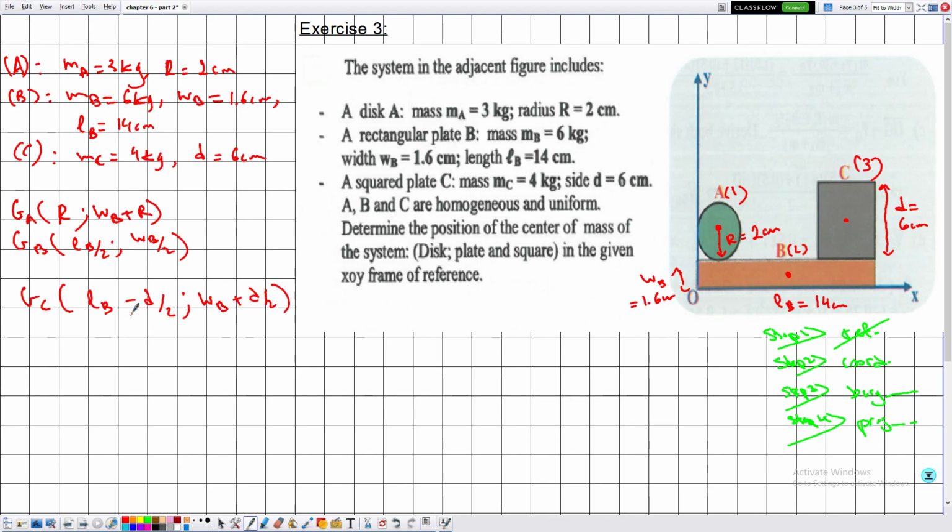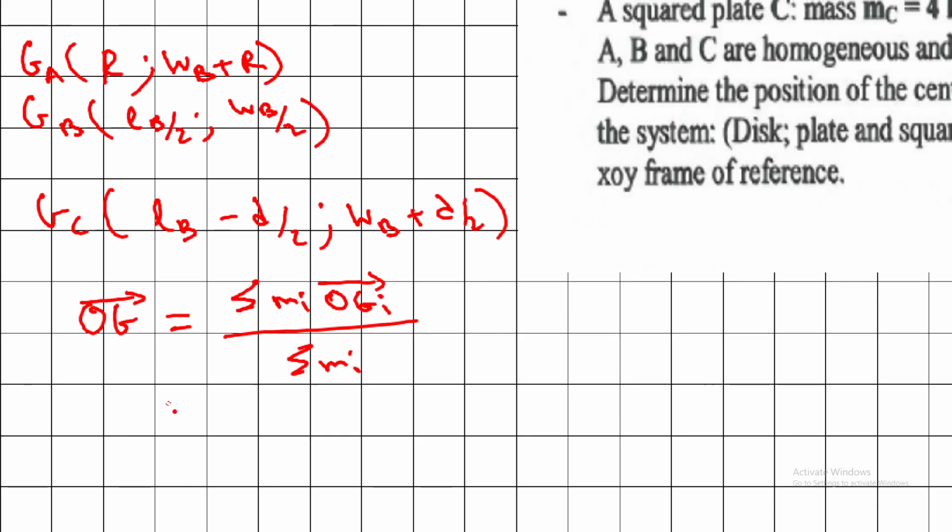Okay, and we know the values of all of these quantities. Now we are done with the coordinates. Let's use the barycenter formula. So OG is equal to the summation of Mi OGi divided by the summation of Mi. Now i runs over the number of bodies in the system, so i runs from 1 to 3.